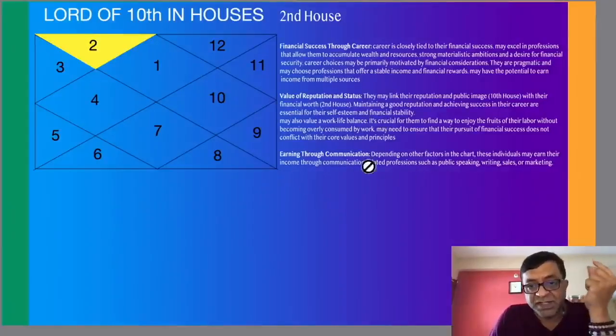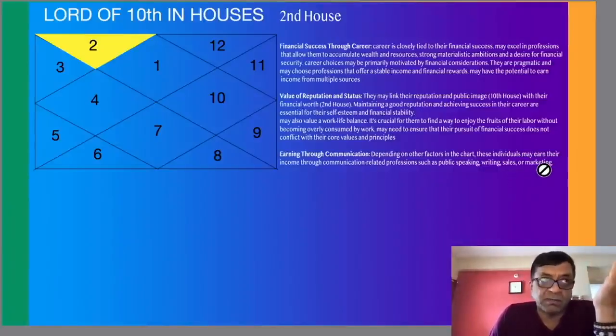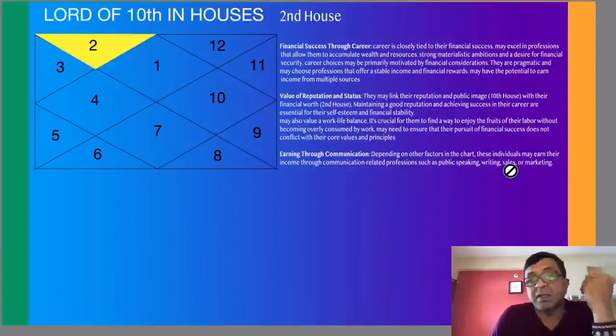Last is the most interesting thing that she is actually doing. Earning through communication. Depending on other factors in the chart, these individuals may earn their income through communication related professions such as public speaking, writing, sales, or marketing. Well, she has to market herself. She's an entrepreneur. She's working in sort of a team with other people. And she does a lot of speaking, although not public speaking. This is individual counseling. And this is Jupiter in Ashlesha. We already saw Ashlesha, right?